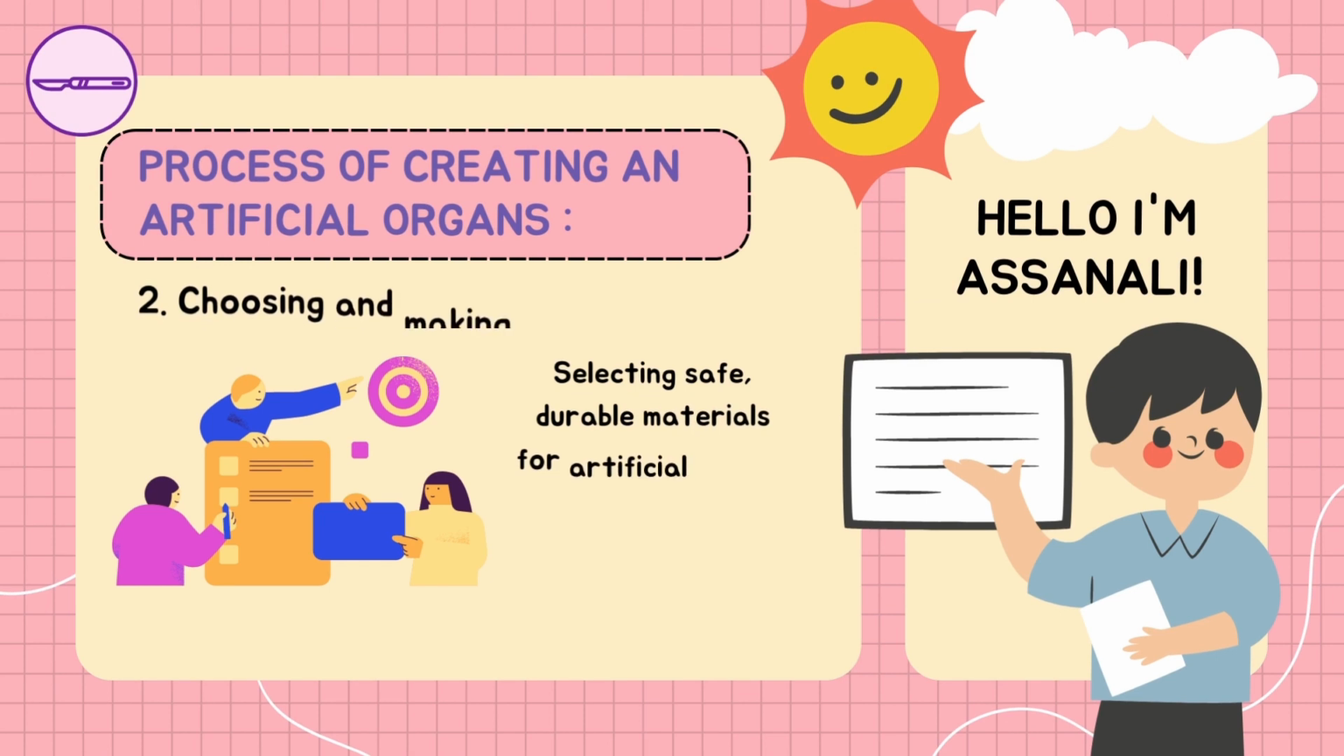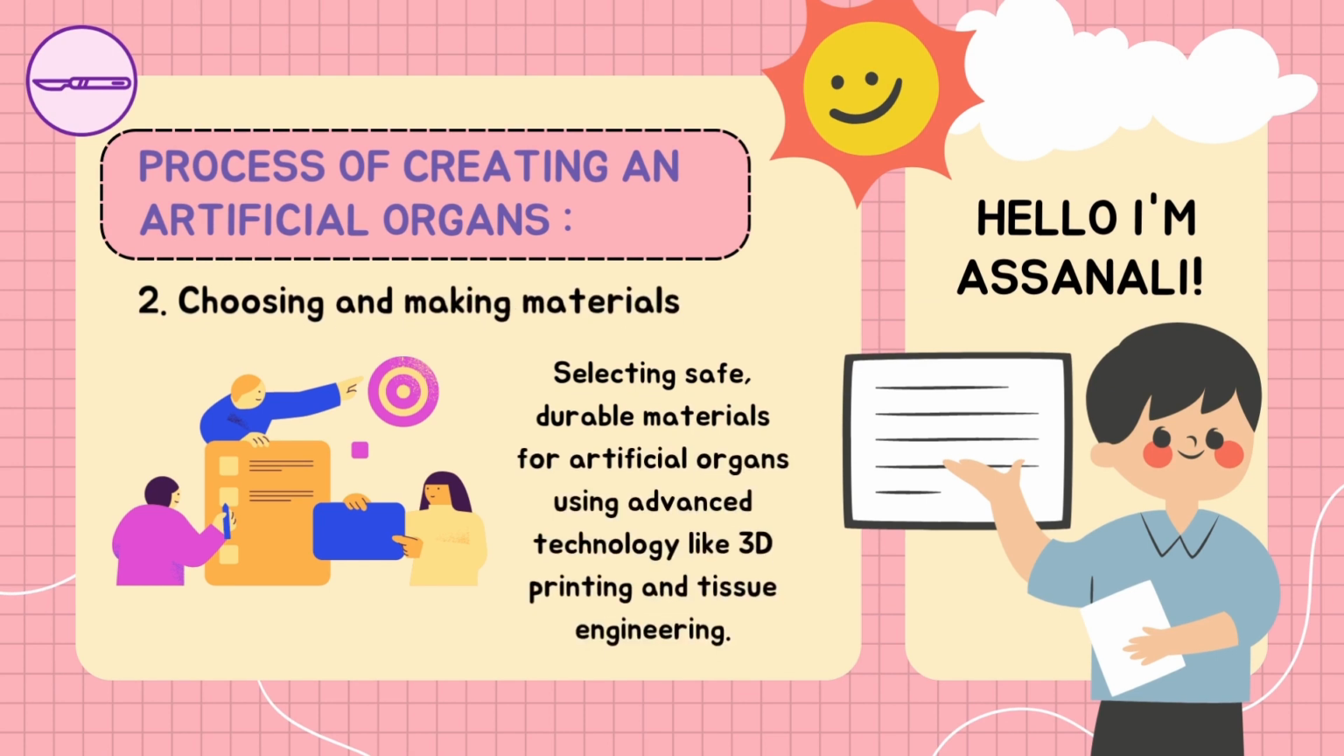The next important step is choosing and making the materials. The materials used must be safe for the body and last a long time. With advancements in technology like 3D printing and tissue engineering, we can create these organs with precision and accuracy.